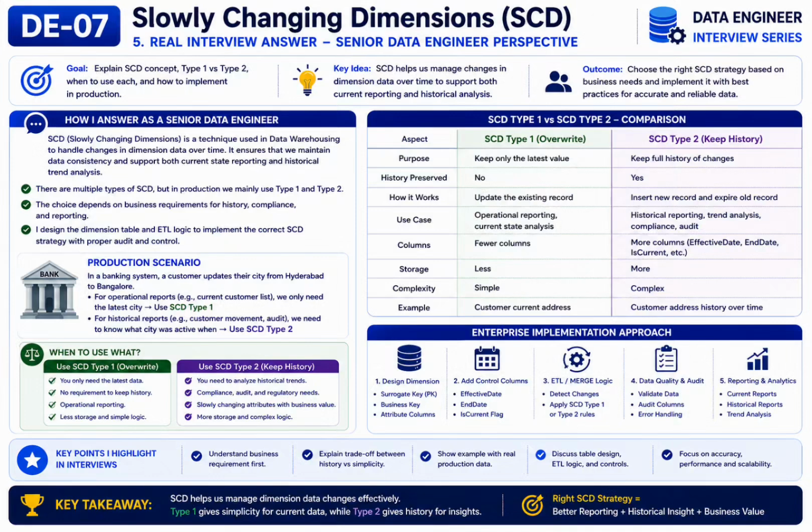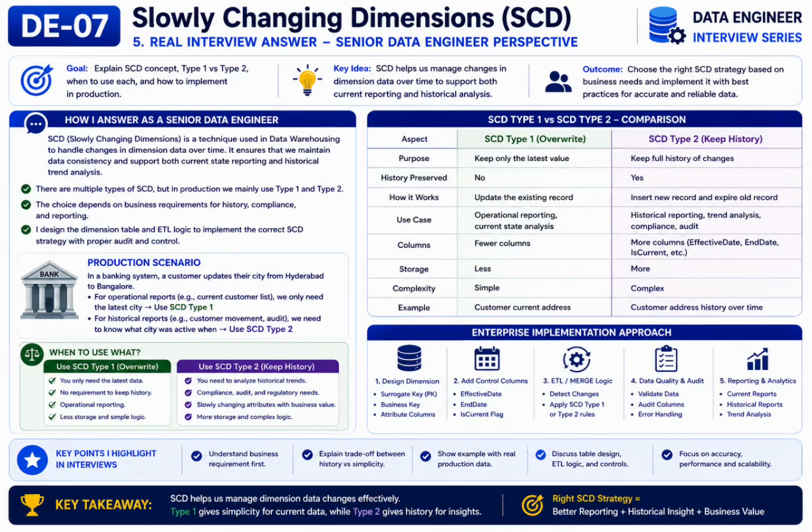Then in enterprise projects, the choice between type 1 and type 2 depends entirely on business requirement. If only the current state is required, then type 1 is sufficient. If historical reporting, audits, regulatory compliance or trend analysis are required, then type 2 is the preferred approach. So during implementation, always use surrogate keys, maintain audit columns, validate incoming data and implement SCD logic inside the ETL pipeline to ensure data quality and scalability.